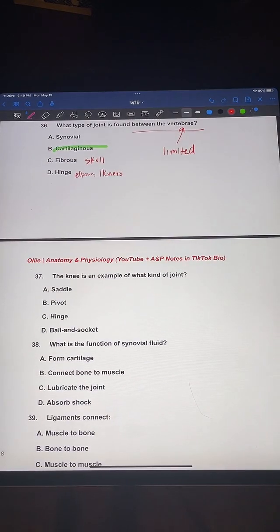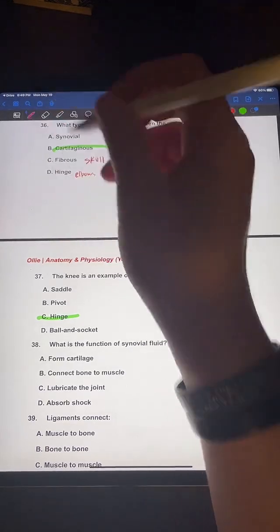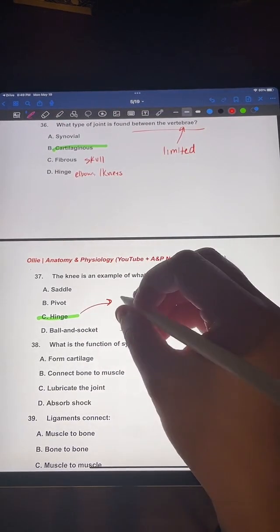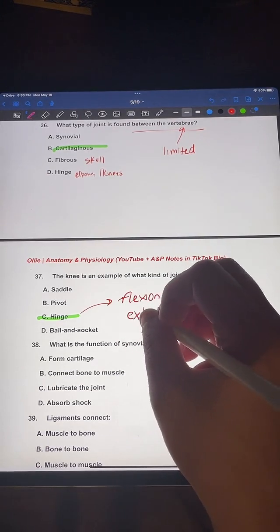37. The knee is an example of what type of joint? We just went over that one. It is our hinge joint. Hinge joints are going to be our flexion and our extension.